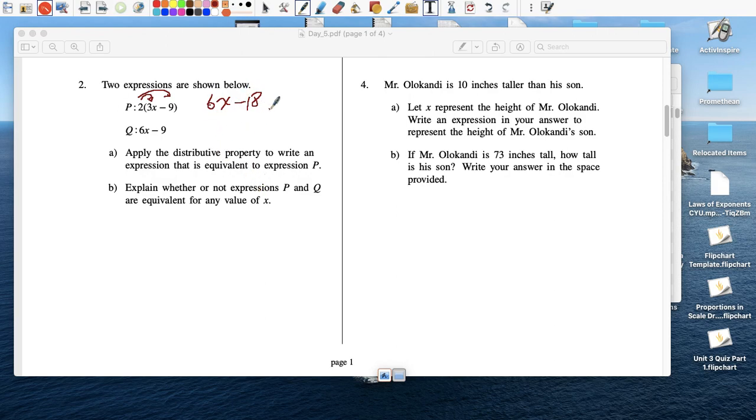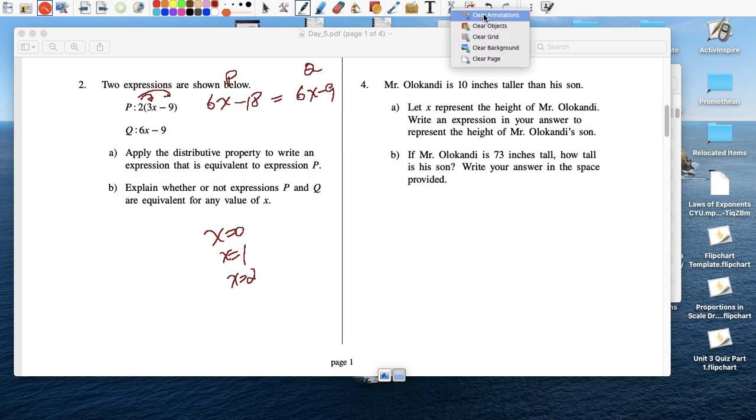Explain whether or not expressions P and Q are equivalent for any value of x. Well, I guess they're saying, is expression P, 6x minus 18, equal to expression Q? And obviously, we can say no. They're not equal to each other. We can tell that the expression is not the same. And if you want to substitute and play around, make x equals 0, make x equals 2. Substitute on the left side and the right side. See if you get one expression equal to the other expression, and you'll see that they're not. Okay.